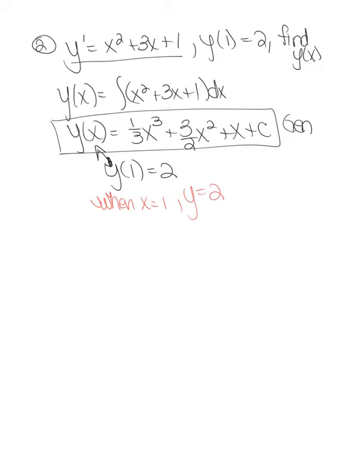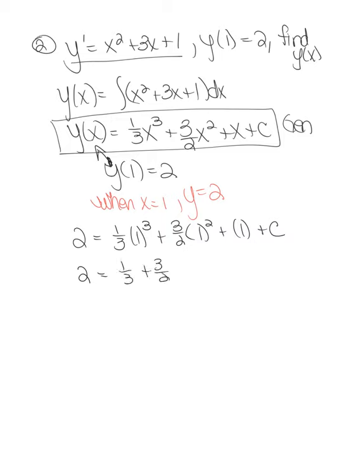So we're going to go back to this general form, and everywhere there's an x, we're going to put in a 1, and for y, we're going to put in 2. So we get here that 2 will be equal to 1/3 times our x, which is 1 cubed, plus 3/2 times our x, which is 1 squared, plus x, which is 1, all plus c. So we have an equation we can solve for c. 2 is going to be equal to 1/3, since 1 cubed is 1, plus 3/2, since 1 squared is 1, plus 1 plus c. And I can move all of those terms to the other side simply by subtracting them.